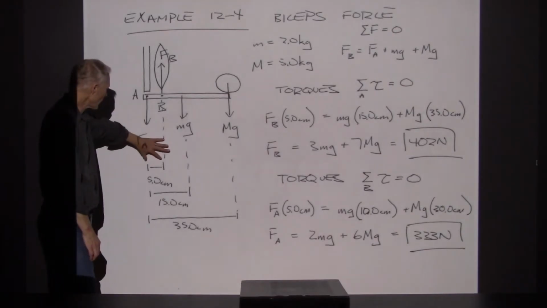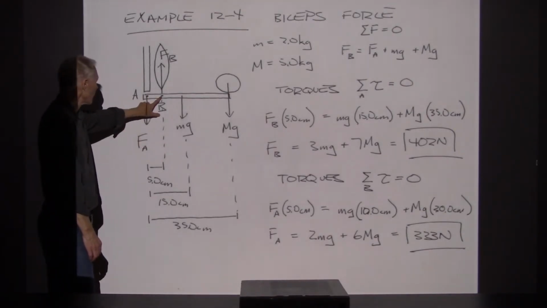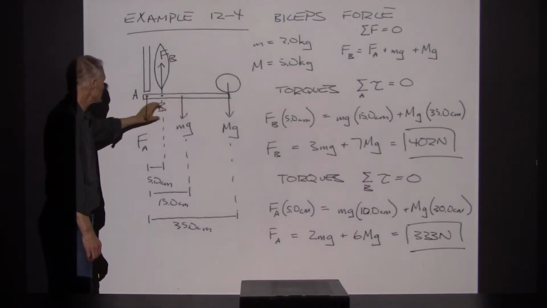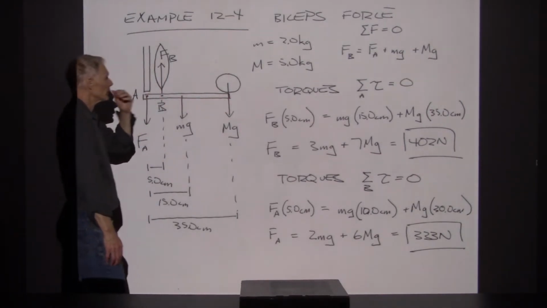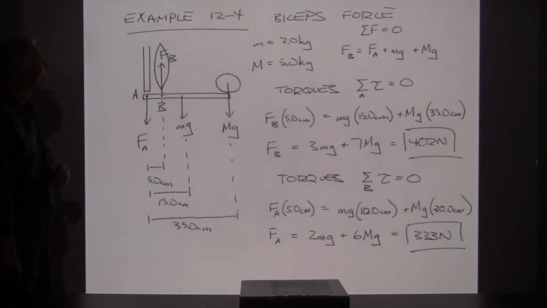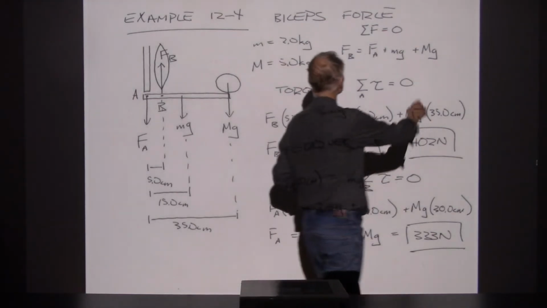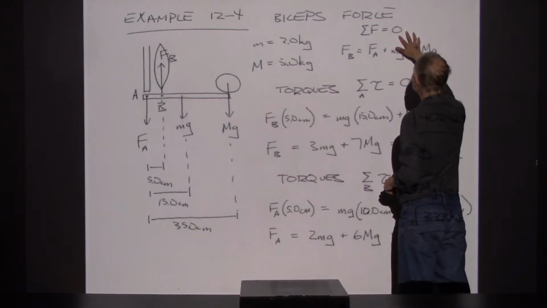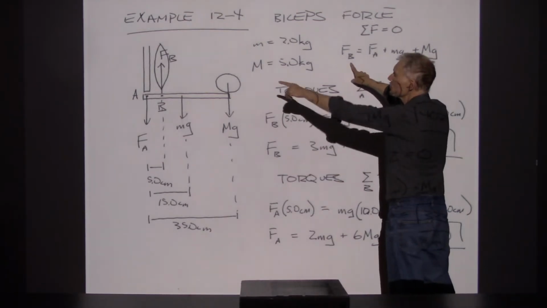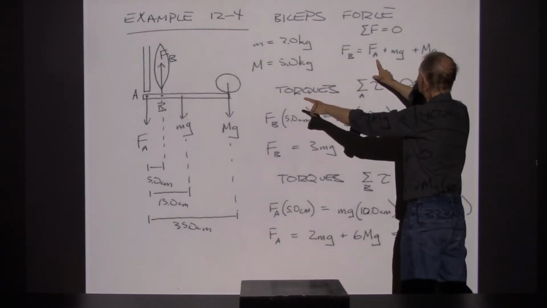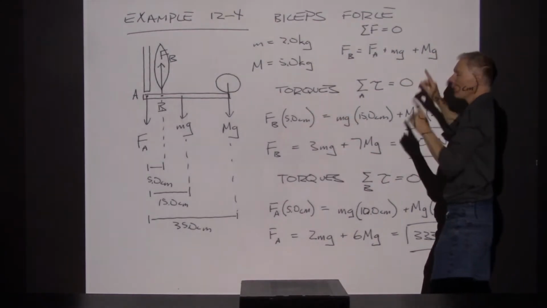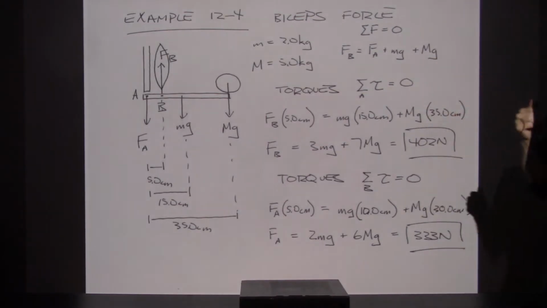Now, the distances here are 5 centimeters from point A out to point B, and 15 centimeters from point A out to little mg, and 35 centimeters from A out to big mg. Now, we can write down the conditions for equilibrium. First of all, the forces have to add up to be 0. That one's not that hard. It just says that FB, lifting upwards, needs to be equal to FA plus mg plus big mg. All the upward forces have to balance out all the downward forces. That's what we're saying with this.